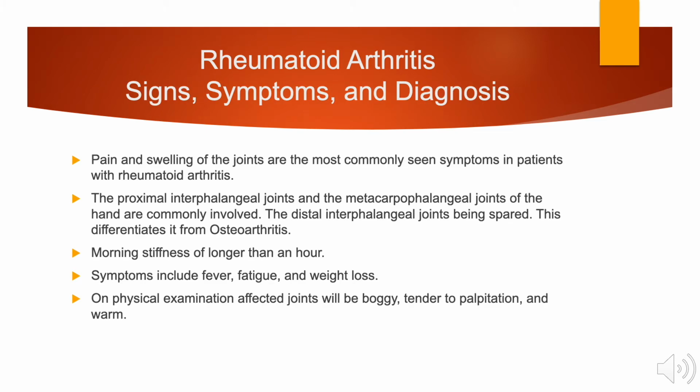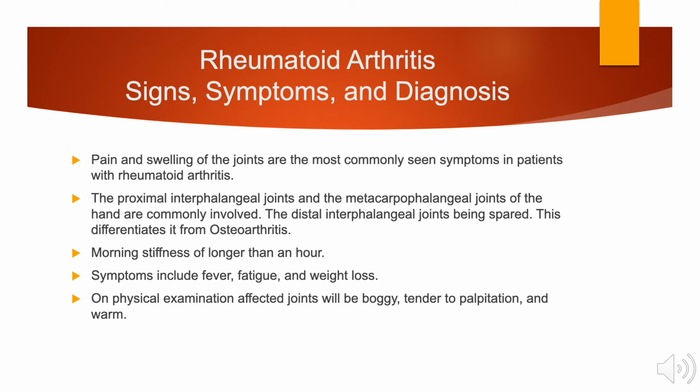Pain and swelling of the joints are the most commonly seen symptoms in patients with rheumatoid arthritis. The proximal interphalangeal joints, or middle joints of the fingers, and the metacarpophalangeal joints, also known as the knuckles of the hands, are commonly involved, with the distal interphalangeal joints being spared. Other joints affected are the wrists, elbows, shoulders, cervical spine, knees, hips, ankles, and joints of the feet.